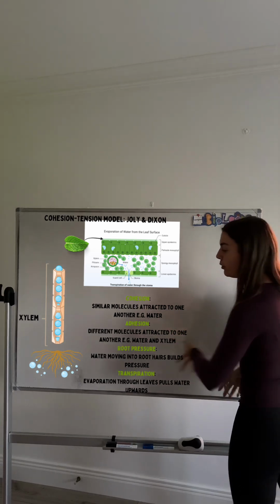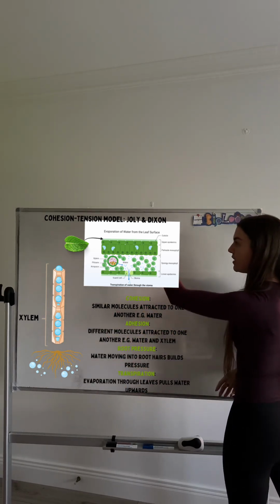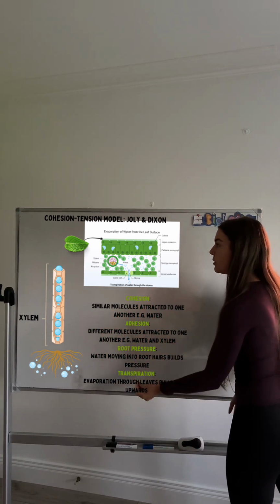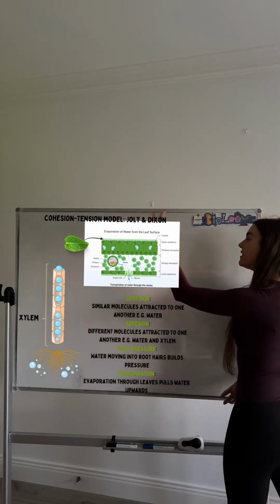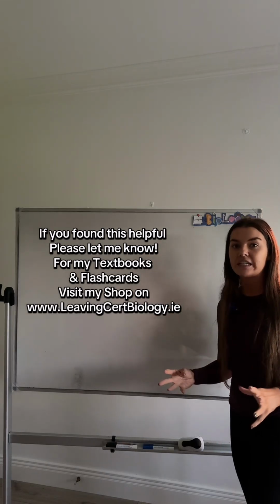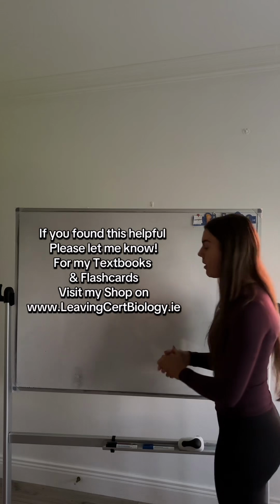So that is the root pressure, the transpiration, the evaporation, the adhesion with the water and the xylem, the cohesion with the water molecules themselves, creates this constant column of water and is pulling water up against the force of gravity. So that is the cohesion tension model, and that is a lot of the plant transport chapter that you need to know, apart from the food storage and gas exchange, for your June 2026 biology paper.